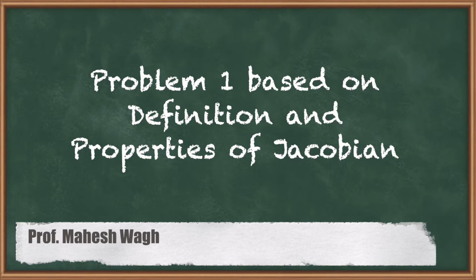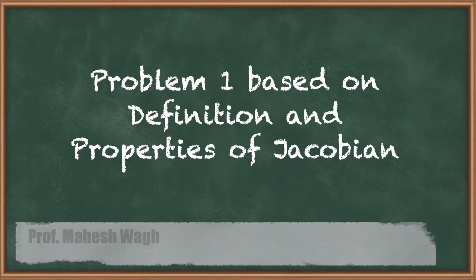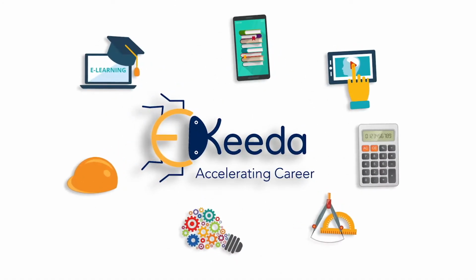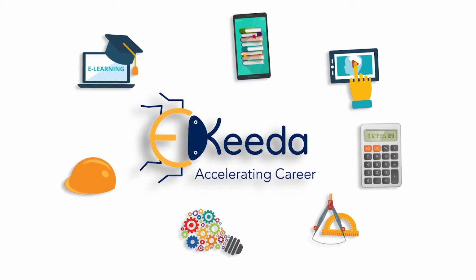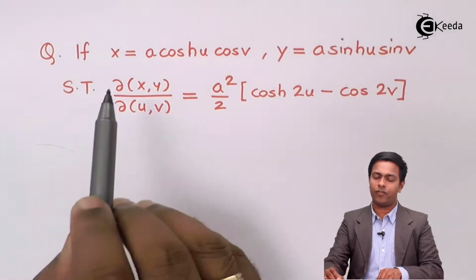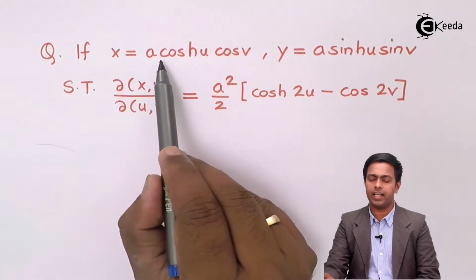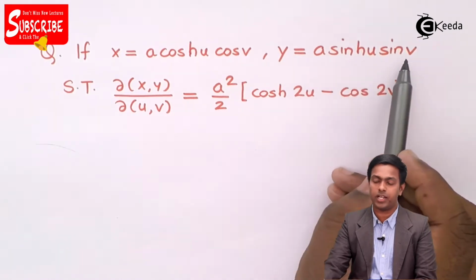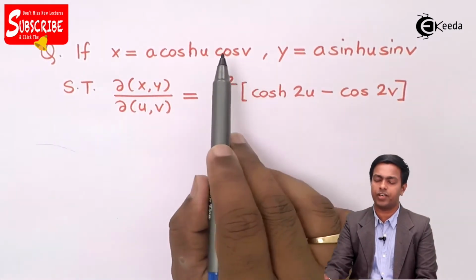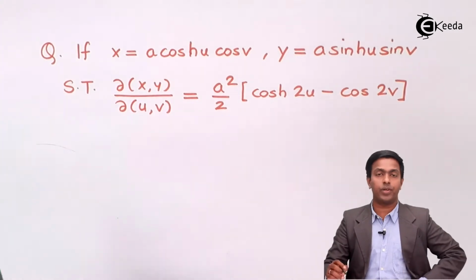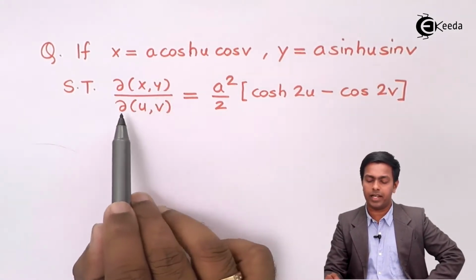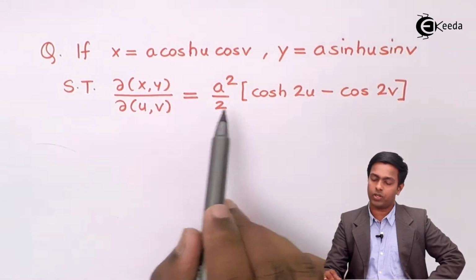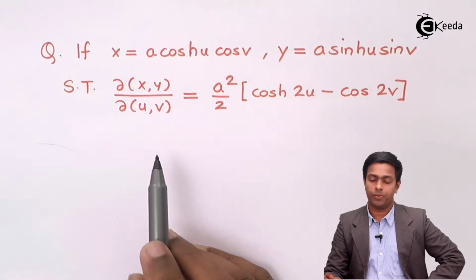So here I'm going to solve this question with the help of Jacobian. So let's see. Here the values of x and y are given. x is given as a hyperbolic cos u into cos v, y is given as a hyperbolic sin u into sin v. So if you observe, x and y are given as functions of u and v. And what we have to do is find del xy by del uv, that is the partial differentiation of xy with respect to uv. And we have to show that this value is equal to this. So how to do that?